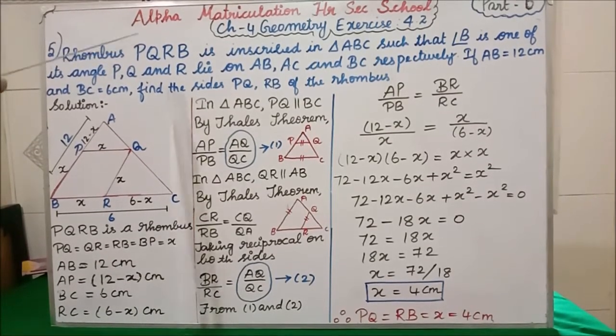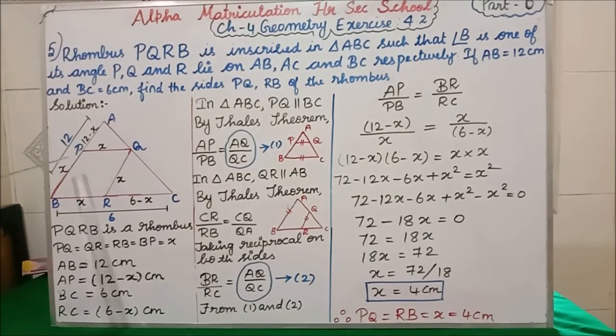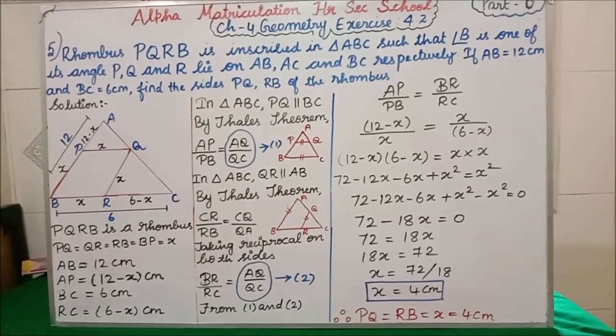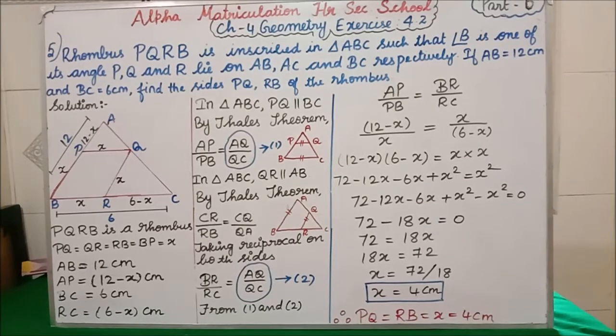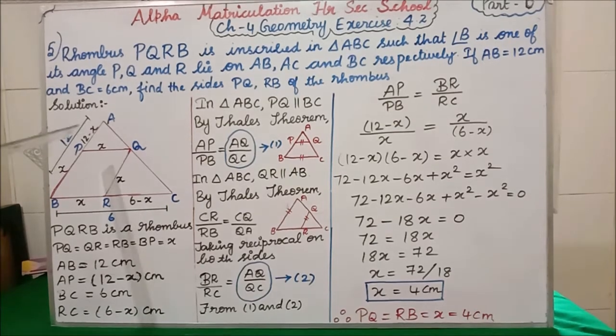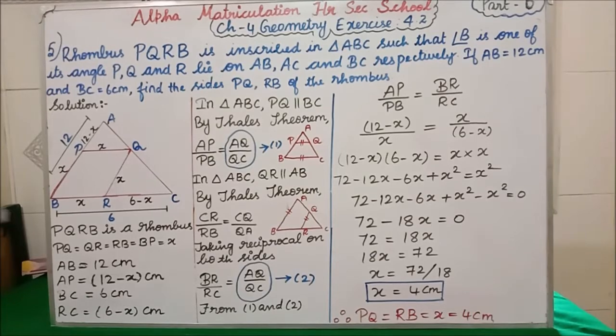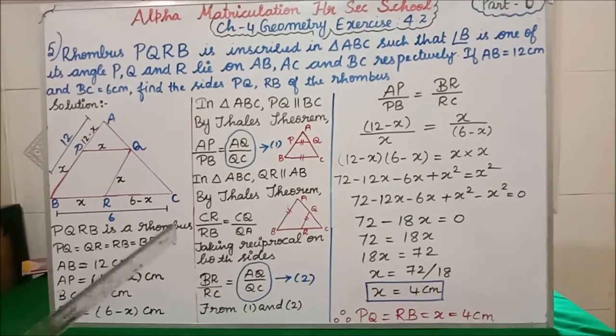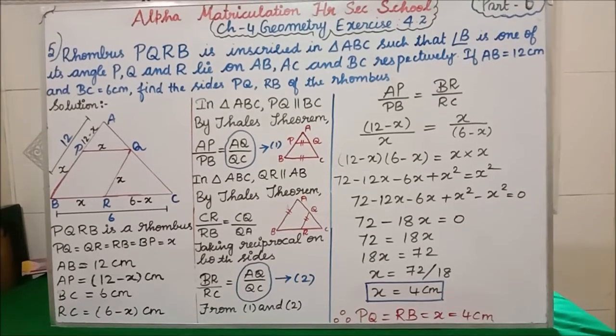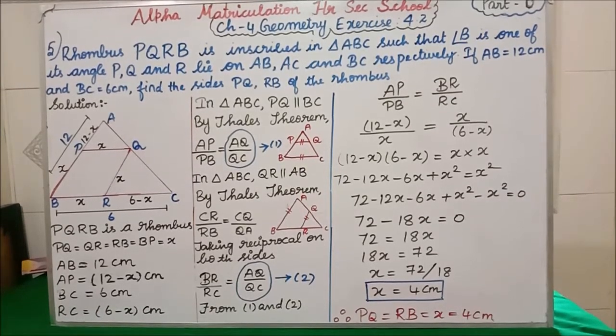We know that PQRB is a rhombus. In a rhombus, what is the first property of the rhombus we have learnt in the smaller class? Yes, all the sides are equal. So what are they asking us to find? They are asking us to find PQ and BR or RB. But we don't know any of the four sides. If we find one side, it is enough. That is the answer for the remaining three sides. But we don't know any side.